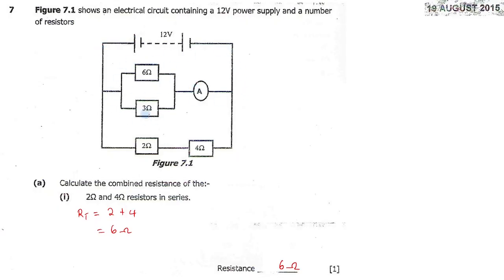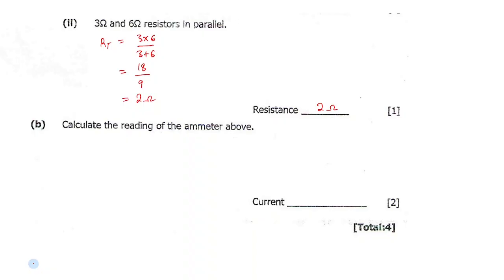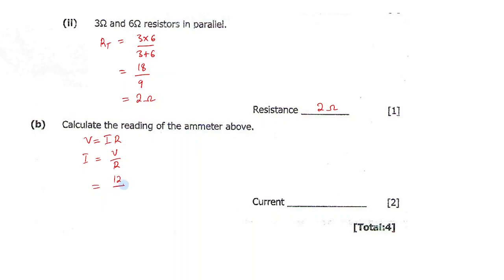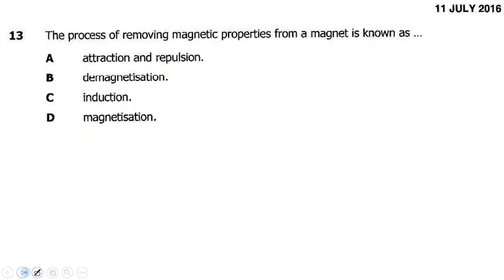So we use the total resistor we have found here, which is 2. We are going to use this same formula: voltage is equal to current times resistor. Then current, making it the subject of the formula, will be voltage over resistor. They told us the voltage is 12. So 12 divided by the resistor we found already, which is 2. So 12 divided by 2 will be 6 amps. So current will be 6 amps there. Then we move. This came in 2016 July, all right?